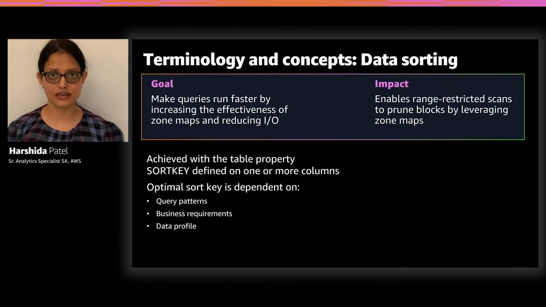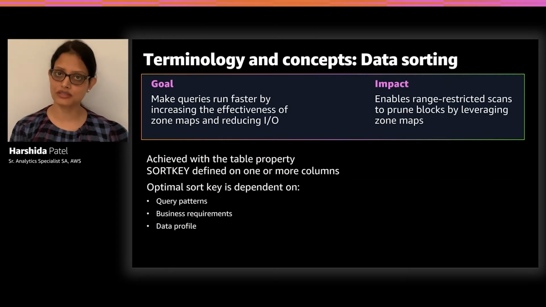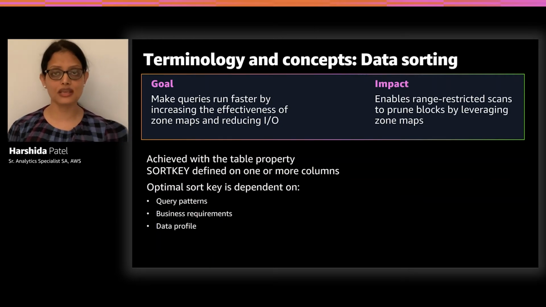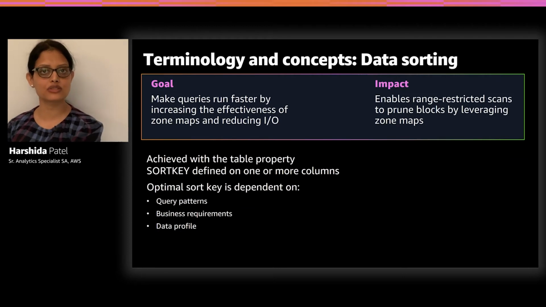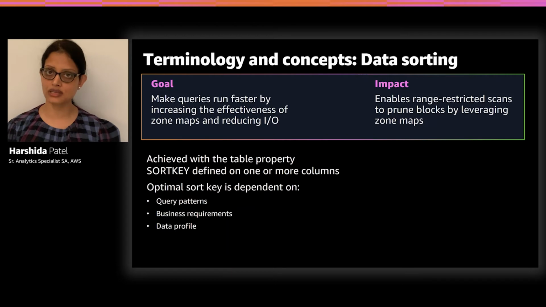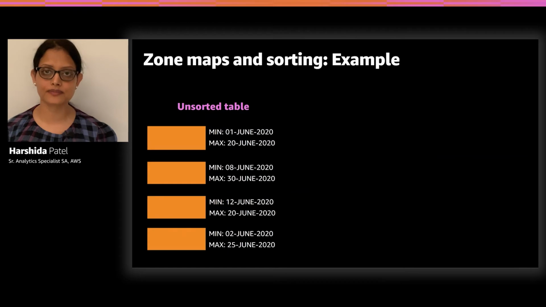Data sorting, again, helps to optimize the zone map. Data sorting is how your table is physically sorted on the disk. When you define a table, you can define a sort key. The main candidates for sort keys are frequently accessed columns in your query, with a low cardinality column being the first column.